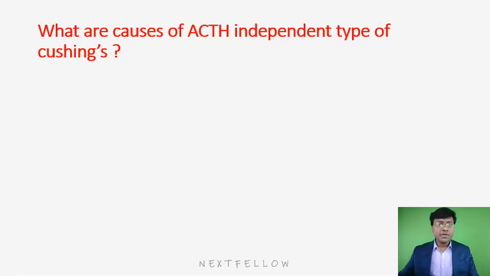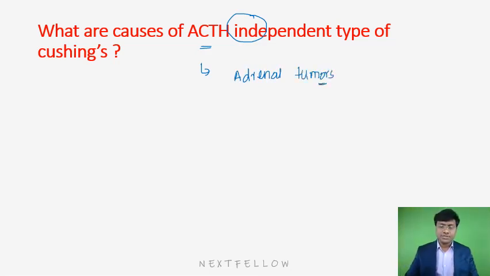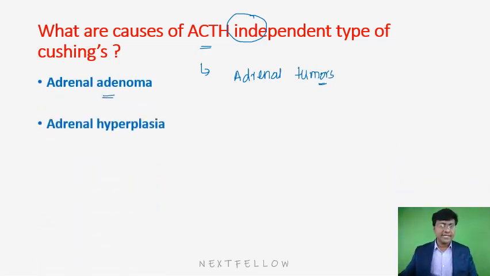Then, what are the causes of ACTH independent Cushing's? In ACTH independent Cushing's, the pathology is directly within the adrenal gland, that is an adrenal tumor. What are these adrenal tumors? That includes, number one, adrenal adenoma, followed by adrenal hyperplasia. So these will be the causes of ACTH independent Cushing's.